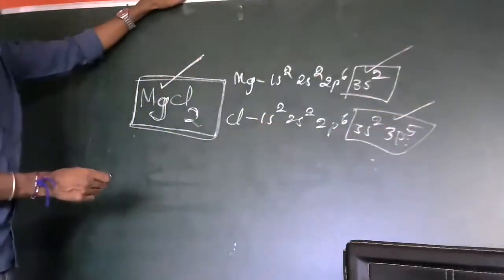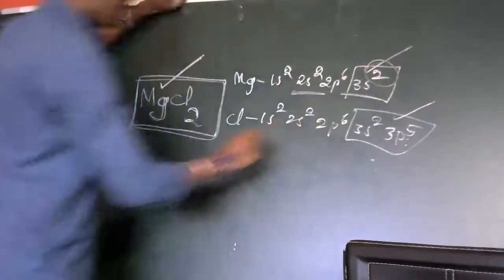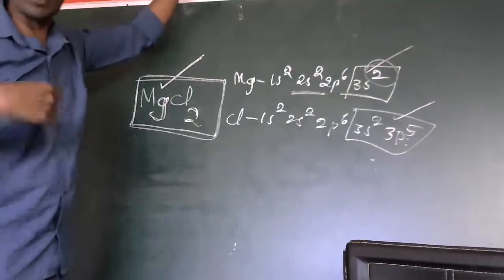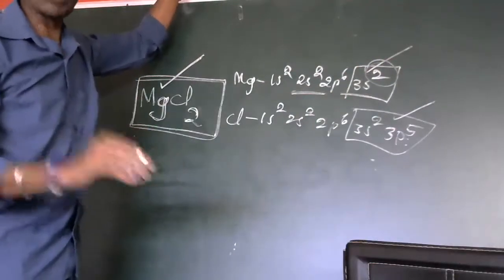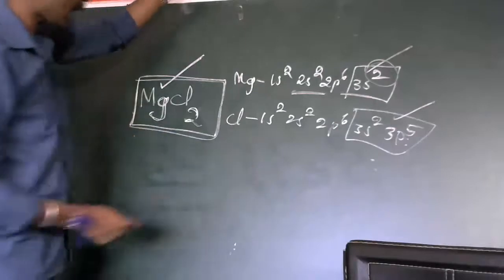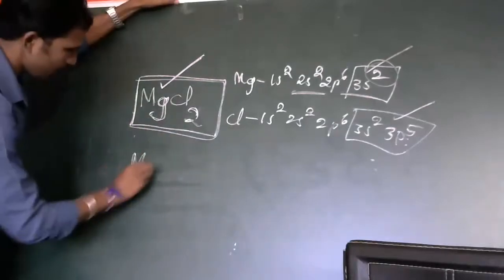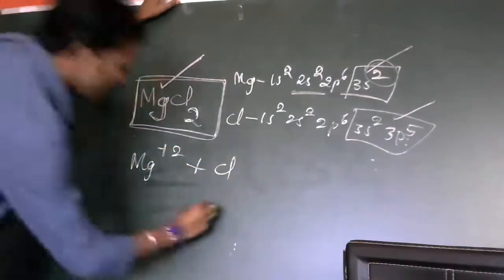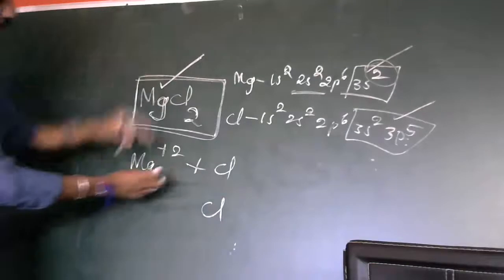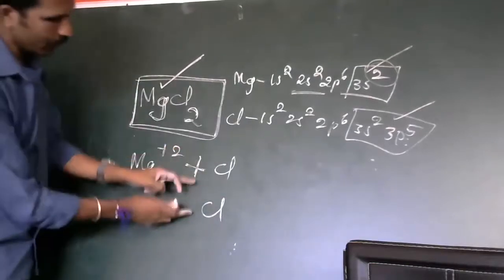But here magnesium is having 2 electrons. That's why magnesium donates 1 electron to one chlorine atom and 1 more electron to another chlorine atom. So Mg plus 2 Cl. I'll explain it like this: one magnesium is reacting with 2 chlorine atoms.